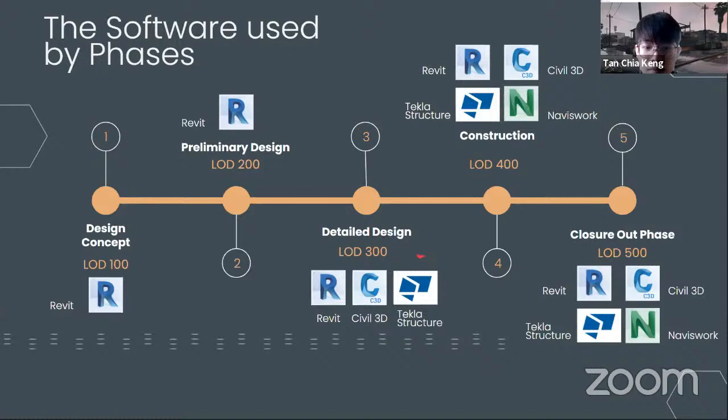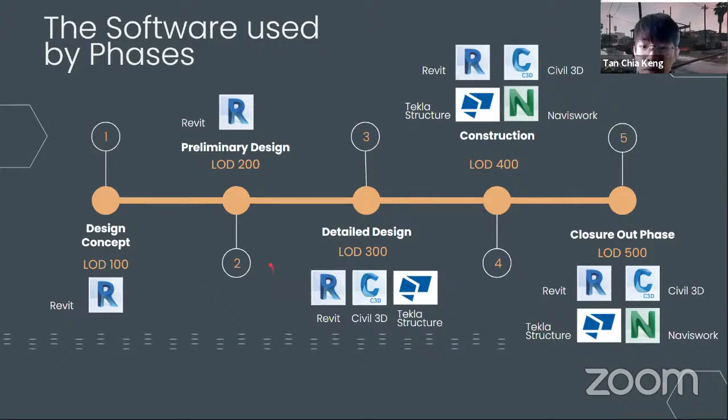Next. Then I'll talk about the BIM software used in each phase. First of all, in this project, the software used in the design concept phase and preliminary design phase was the same, which is Autodesk Revit. The use of BIM software at this level of detail, which is LOD 100, is to come out with an earthwork model as well as the site model to facilitate the design review process.